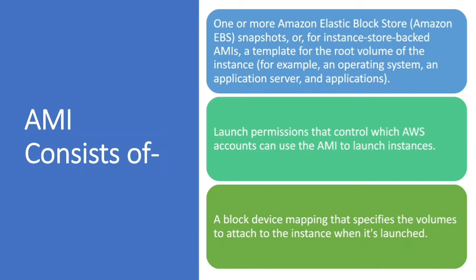Second, it has the launch permission that controls which AWS account can use the AMI to launch the instance. So it has the launch permissions also. Next, it has a block device mapping that specifies the volumes to attach to the instance when it is launched. So it has the device mapping also with it.